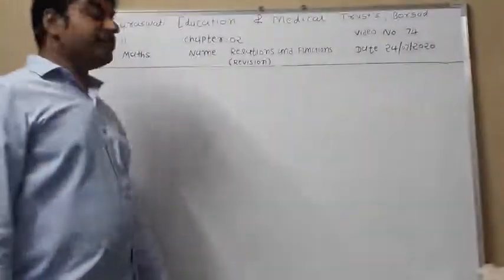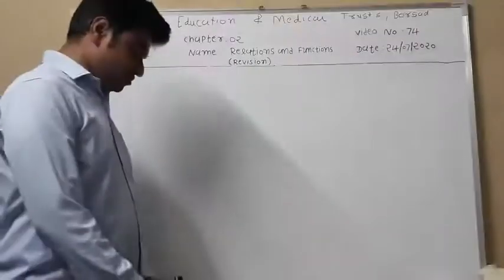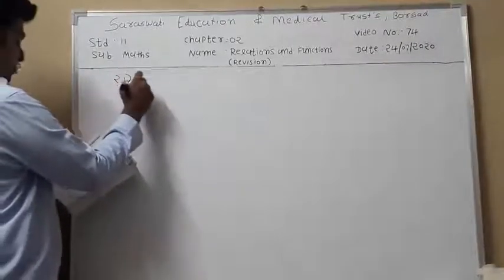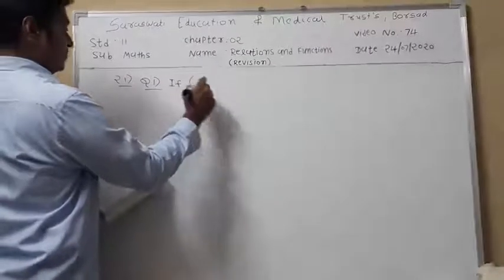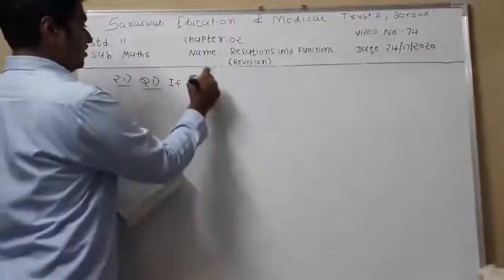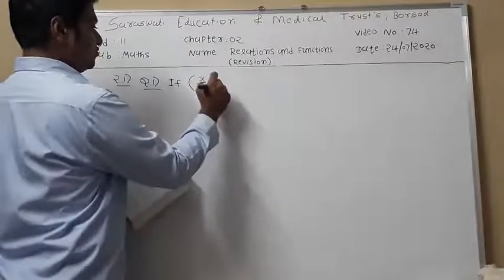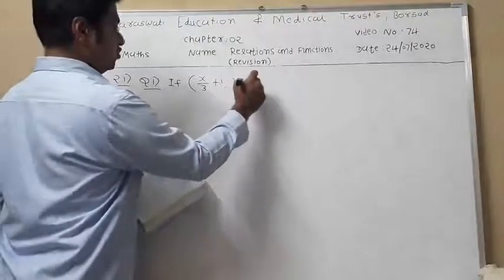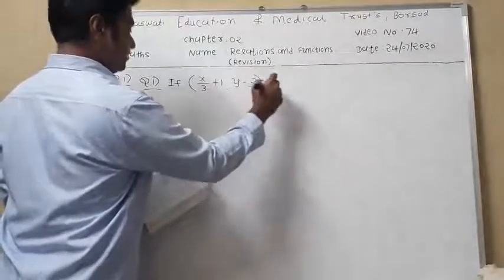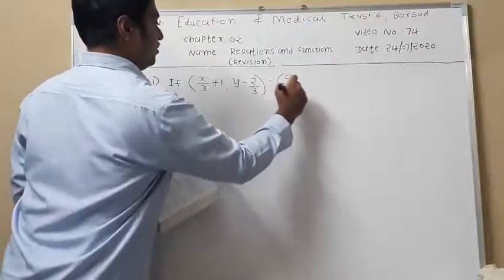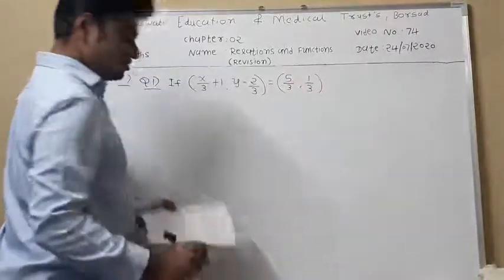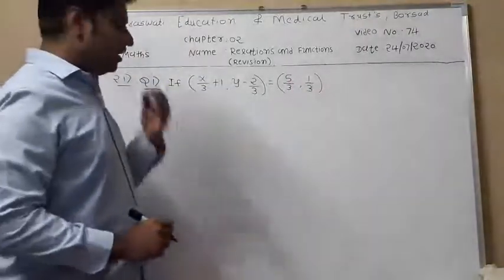Today we will discuss chapter number 2, Relation and Function. Exercise 2.1, question number 1. If (x/3 + 1, y - 2/3) = (5/3, 1/3), our question is to find the value of x and y.